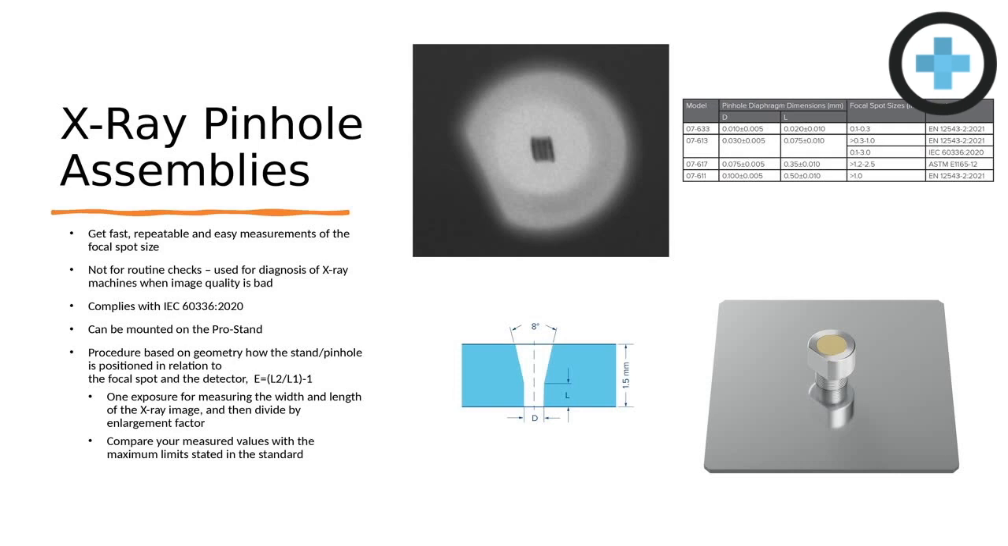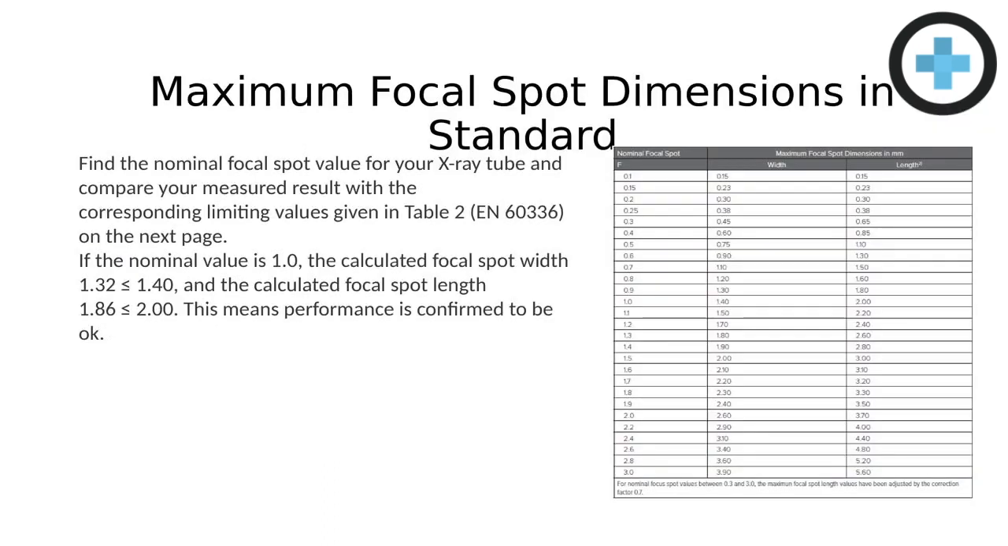Once we make the exposure for measuring the width and the length, we divide by the enlargement factor, and then we compare these measurement values with the maximum limits stated in the standard. And here's a breakdown in the chart on the right of the different focal spot values.